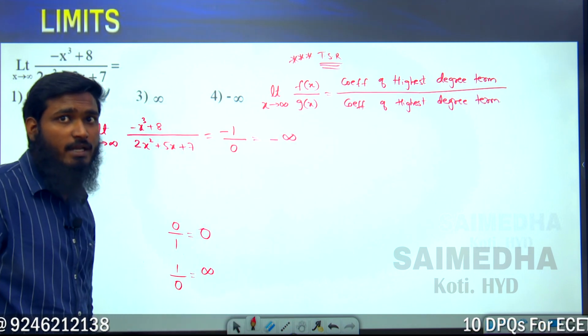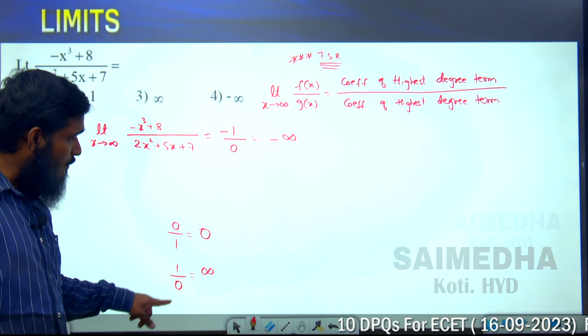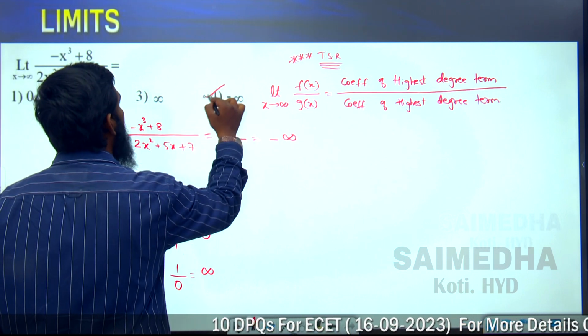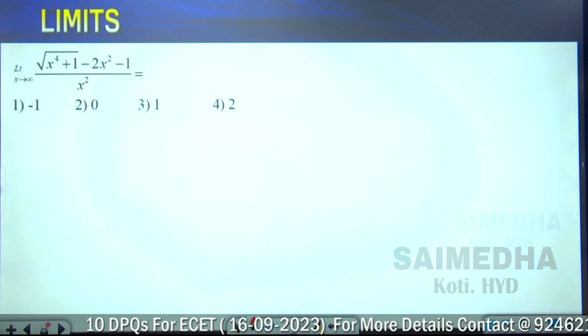Don't make this mistake again. If you are having minus 1 by 0, we have to write minus infinity. If you are having 1 by 0, we have to write plus infinity. Okay, so let us go with option 4. Option 4 is correct.